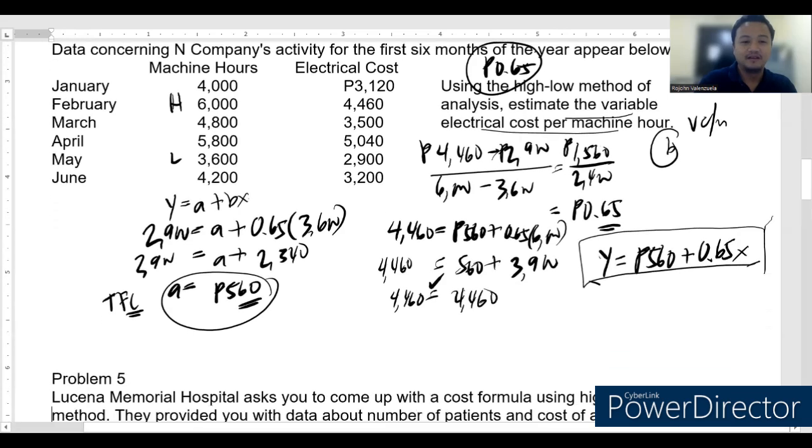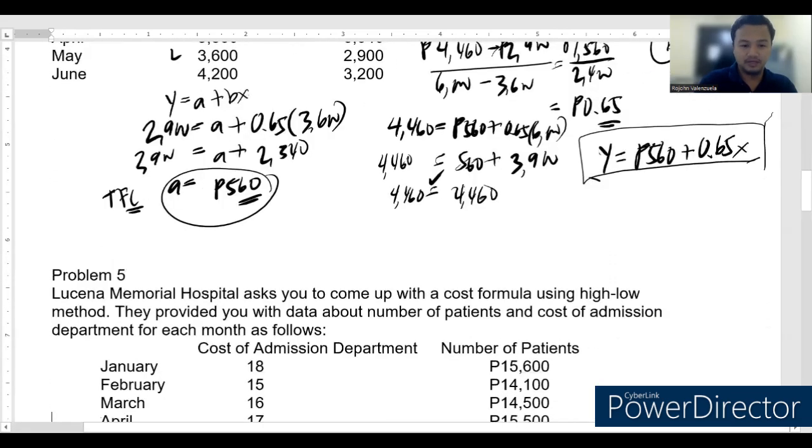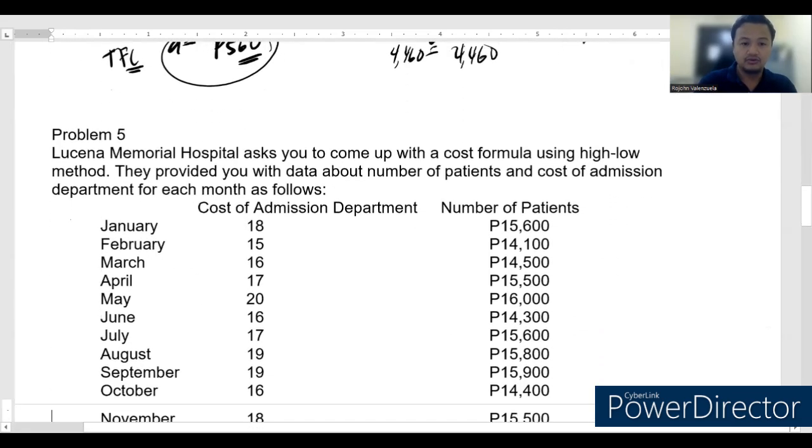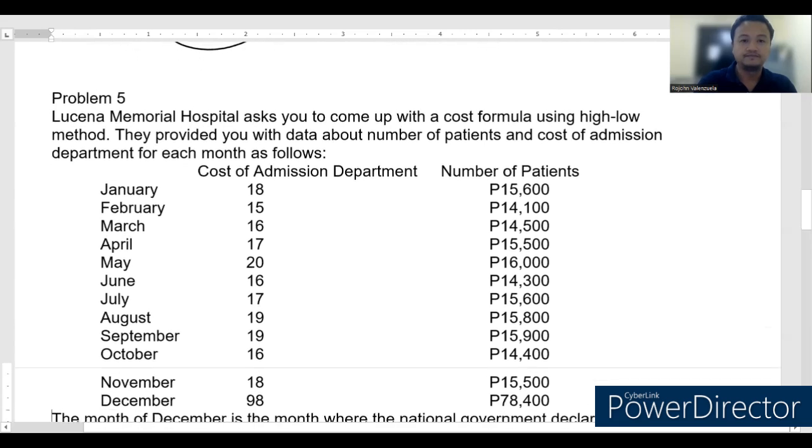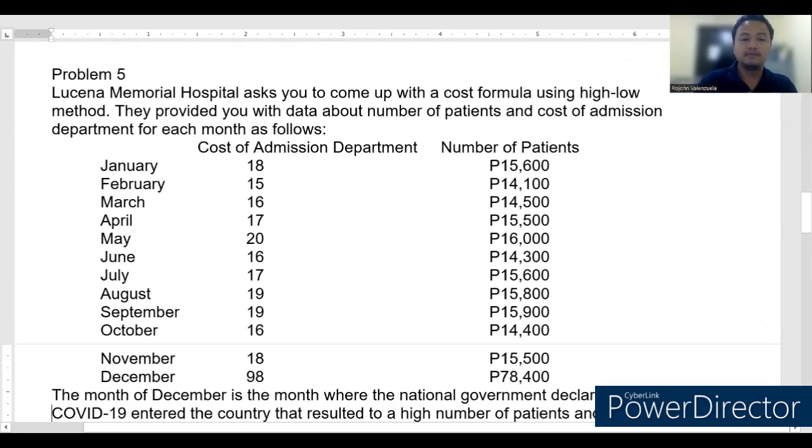Ayan. Problem number 5. Ito, medyo kakaiba to. For problem number 5, still we're using the high-low method, sabi dito. The Lucena Memorial Hospital asks you to come up with the cost formula using high-low method. They provided you with data about number of patients and cost of admission department for each month as follows.